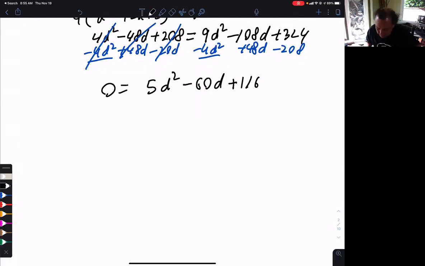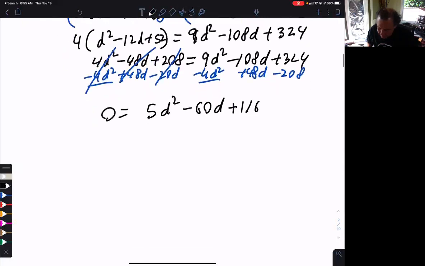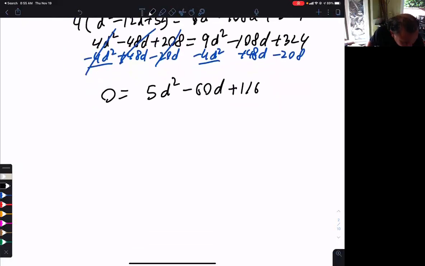Okay. I'm going to have to use the quadratic formula. And hopefully I get the right answer. Okay.